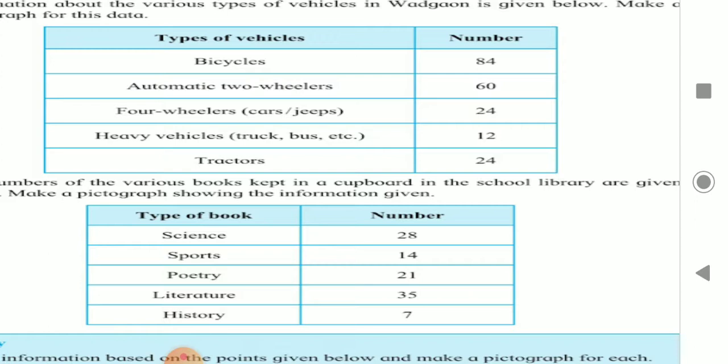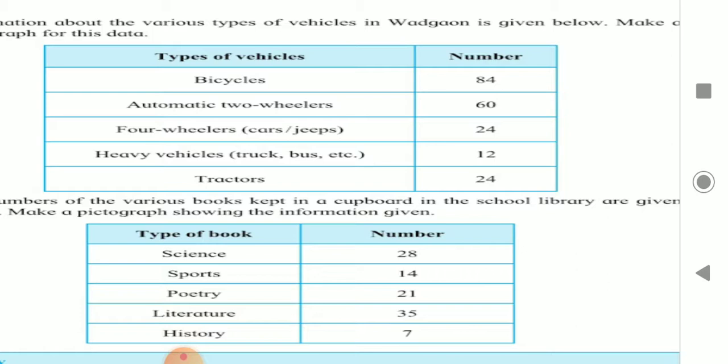Next is the type of book: science, sports, history. So books you can draw here. One book will stand for 7 books. See, all are multiples of 7. So one picture represents 7 things, and you will write the scale. You know how it is written here.